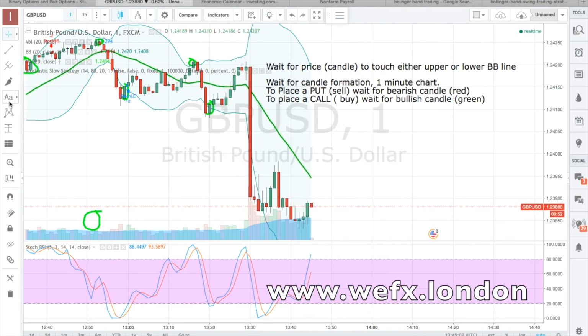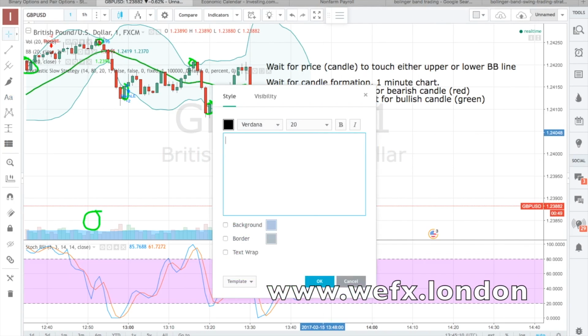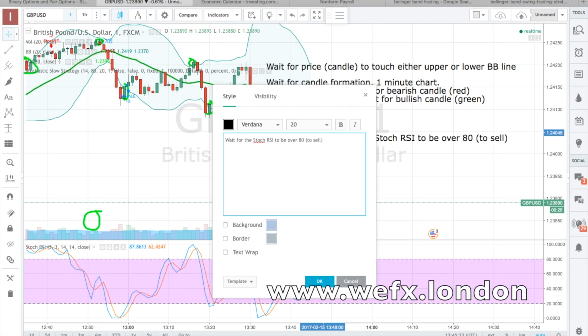Okay, the next step, this is the last step, the most important step. What we're going to do, wait for the stochastic RSI to cross over. Sorry, I'm trying to make sense of this. Over 80 to sell, below 20 to buy. Okay, so now we've got that understood. We wait for them to be over or under, and what we wait for is the crossover. So you can see the crossover here.